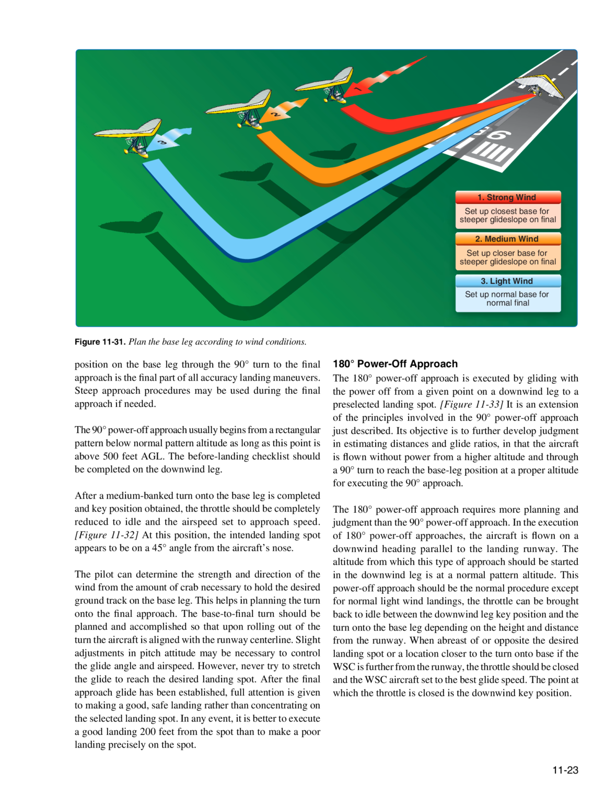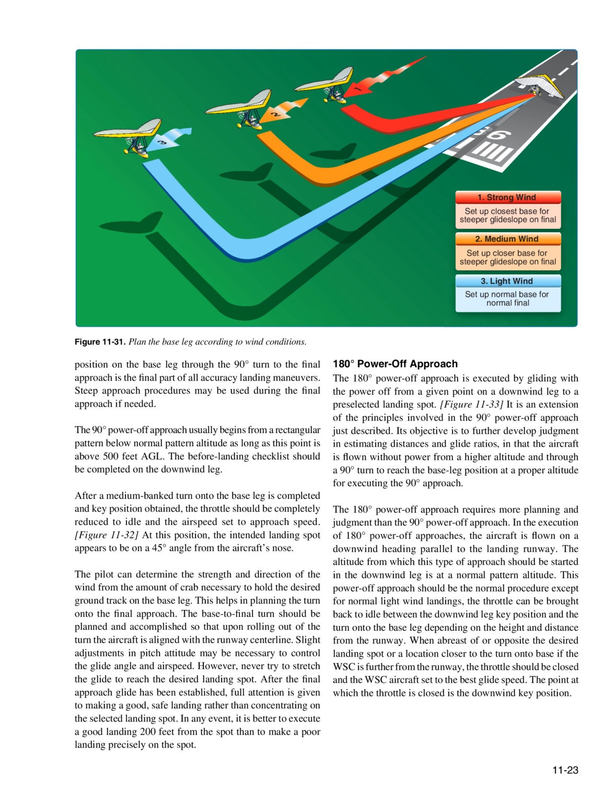The base to final turn should be planned and accomplished so that upon rolling out of the turn the aircraft is aligned with the runway centerline. Slight adjustments in pitch attitude may be necessary to control the glide angle and airspeed. However, never try to stretch the glide to reach the desired landing spot. After the final approach glide has been established, full attention is given to making a good, safe landing rather than concentrating on the selected landing spot. In any event, it is better to execute a good landing 200 feet from the spot than to make a poor landing precisely on the spot.